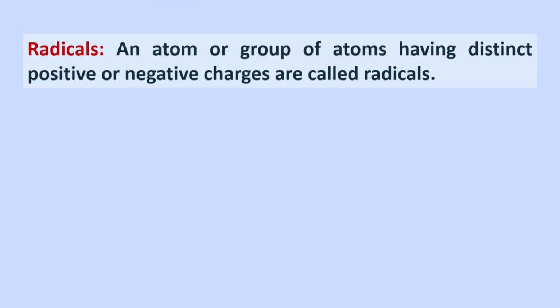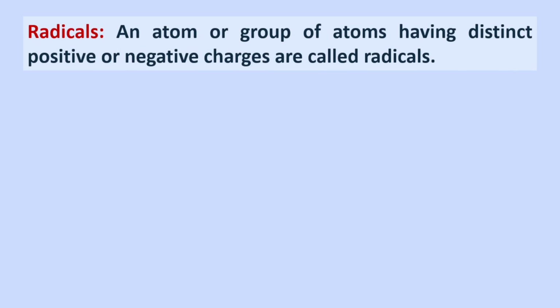Let us now define what we mean by radical. A radical can be an atom or group of atoms that carry either positive or negative charges. So depending upon the charge it carries, it can be further classified as an acid radical or basic radical.